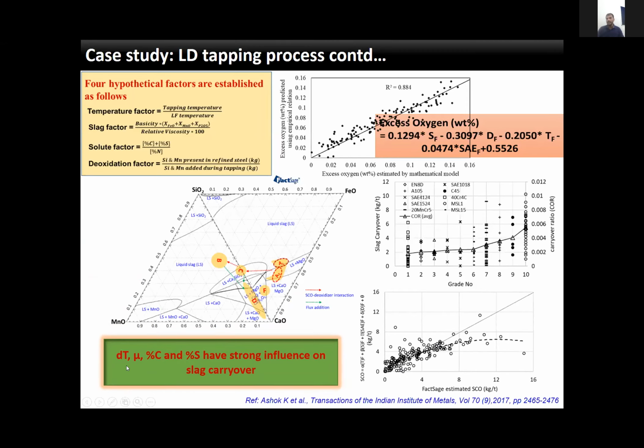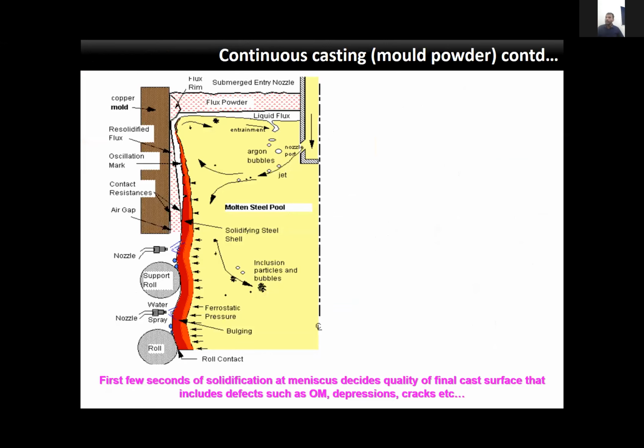We could say that the tapping temperature, the viscosity of the slag, and the carbon and the sulfur present in the liquid steel, that is the crude steel, play a major role in controlling the amount of slag carryover. The occurrence of slag carryover is dictated by the BOF design, the nozzle diameter, and all the things we discussed in the previous slides. And the amount of slag carryover is primarily dictated by the physicochemical aspects of the process. The parameters are listed here. So now let us move to another case study.